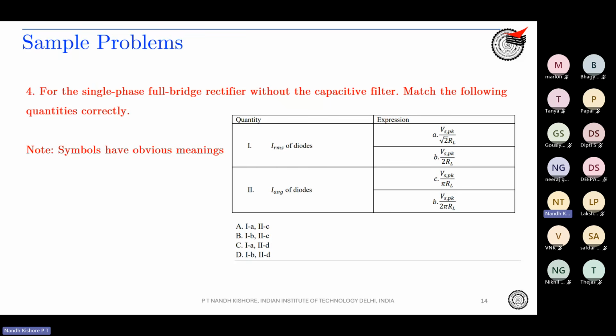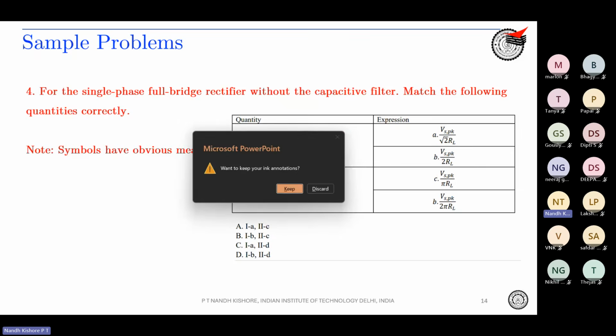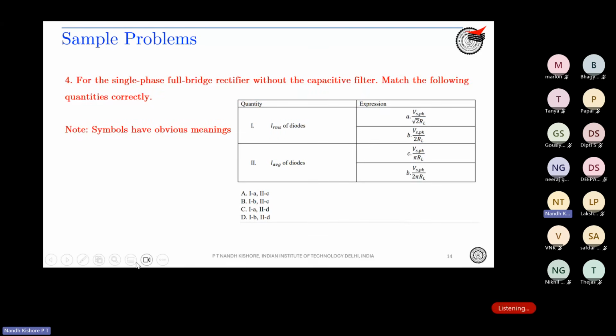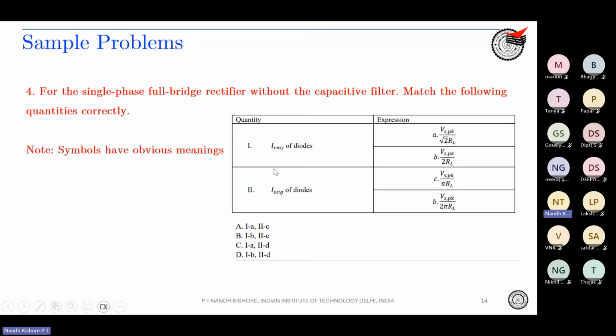Okay, so now the point is you can either derive it in the exam, or if you already know the answer, you can go ahead and do it. You know the basic definition for RMS and average, right?